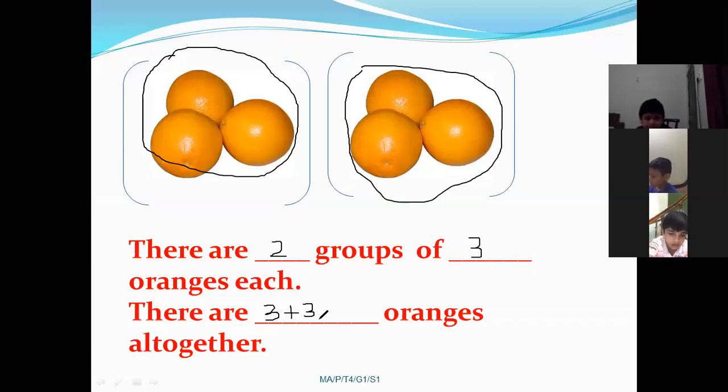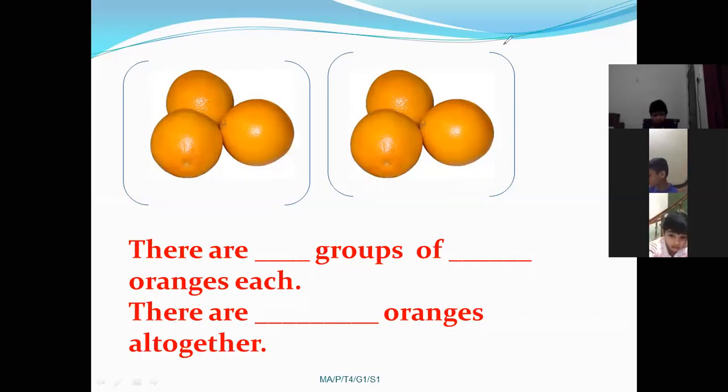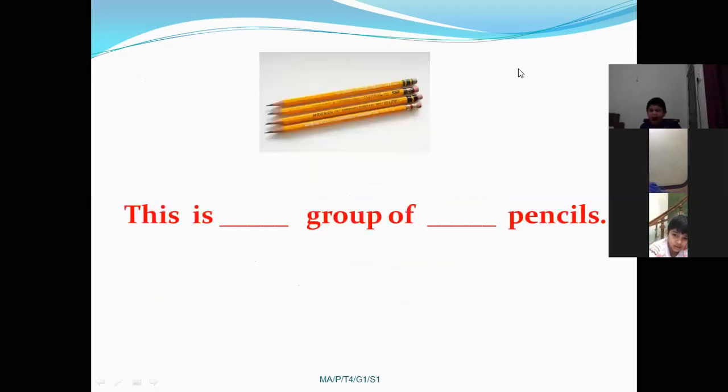Okay. So what we will do, there are 3 plus 3 is equal to how much? 3 plus 3 is equal to 6. You all know this thing. So there are 3 plus 3 is equal to 6 oranges all together. You can say that. Okay? You can say that there are 3 plus 3 is equal to 6 oranges all together. Okay?